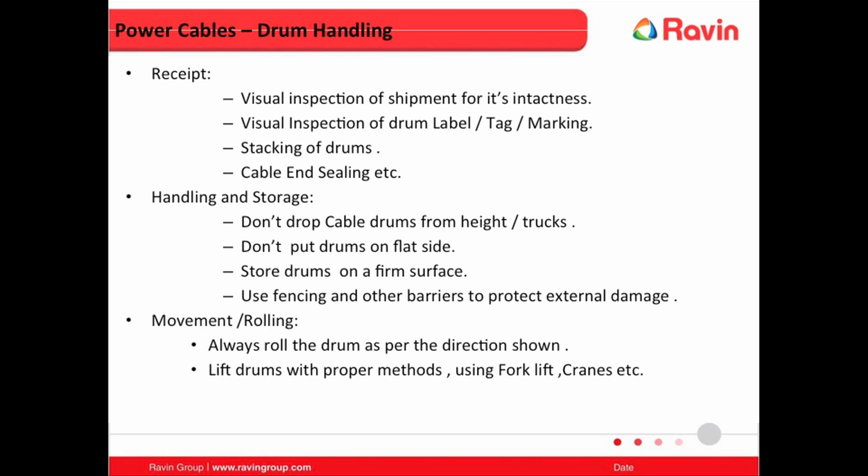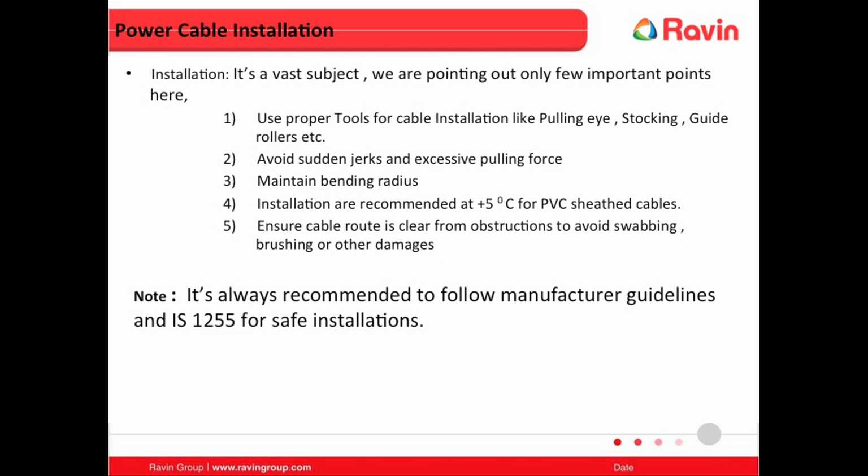Incorrect handling of drums during unloading and laying can cause damage to the cable. If unwound incorrectly, it can damage the cable armor and consequently the cable. IS 1255 gives in great detail the methodology for laying cables as well as the precautions to be taken while laying the cable. Excessive bending and pulling forces damage the cable prior to it being put into service.